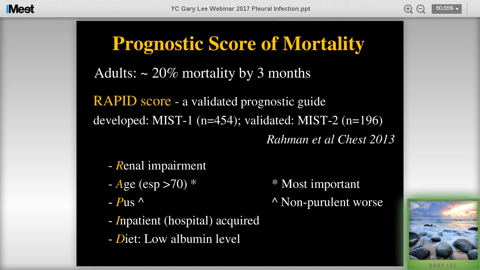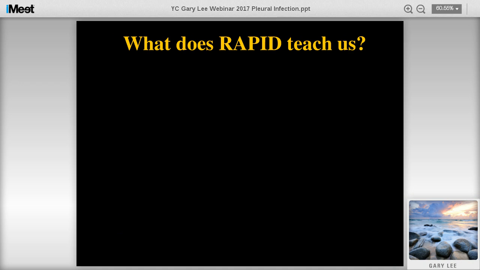Age is an important factor. If you have empyema over the age of 50, you're more likely to die. And I strongly recommend that if you ever want to have empyema, you must do it before the age of 70 because the risk goes up very dramatically for patients over the age of 70. Interestingly, patients who have frank pus actually have a better outcome than those who have a complicated parapneumonic effusion. Not surprisingly, hospital-acquired empyema did worse, and those who have a low albumin level did worse.